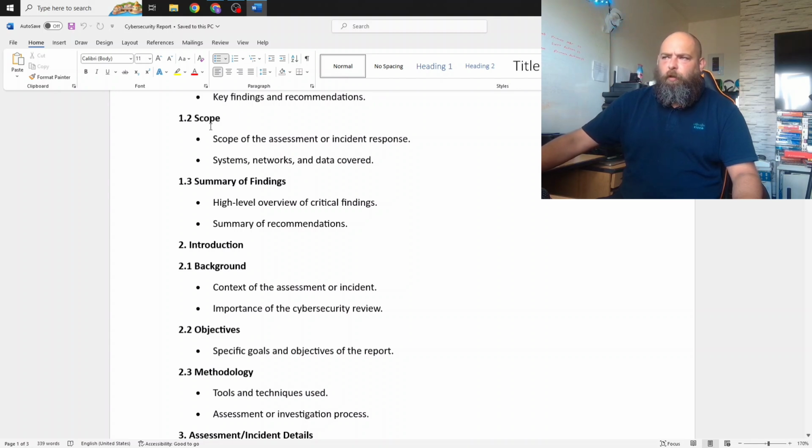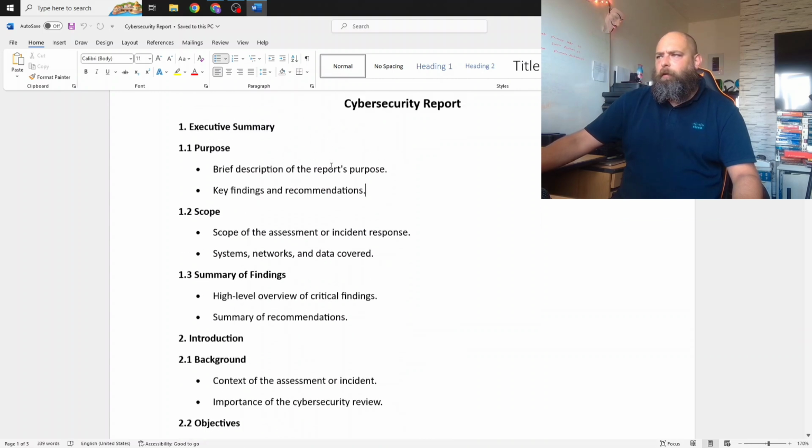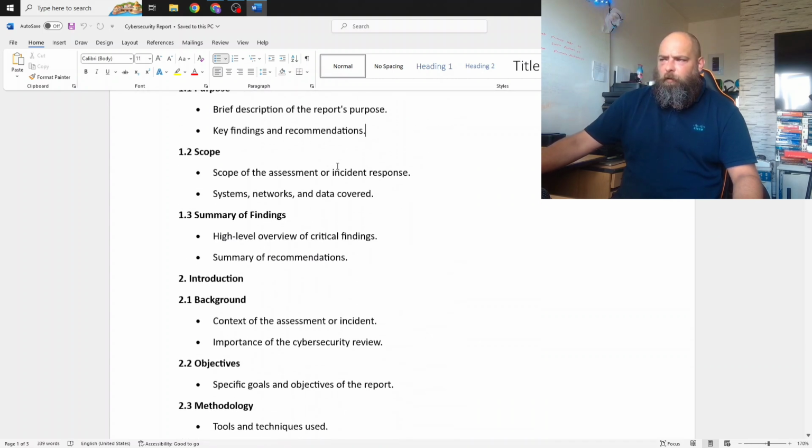Section 1.2 gives us our scope. So the scope of the assessment or the incident response, followed by systems, networks, and data that is covered. Now, given the fact that this is a cybersecurity report, you would find most, if not all, aspects of this would be covered. Section 1.3 leads us to a summary of findings. So you'd have high-level overview of critical findings and then a summary of recommendations.